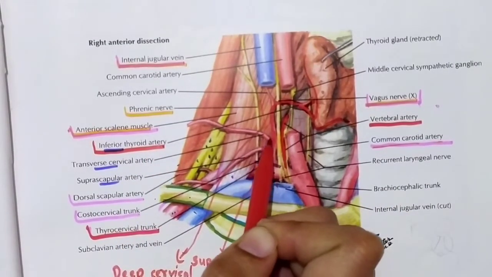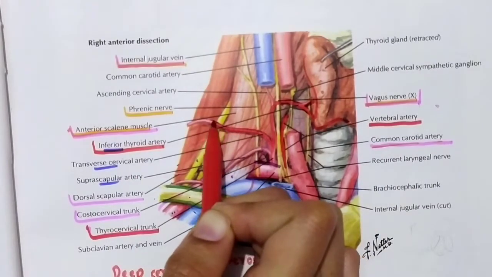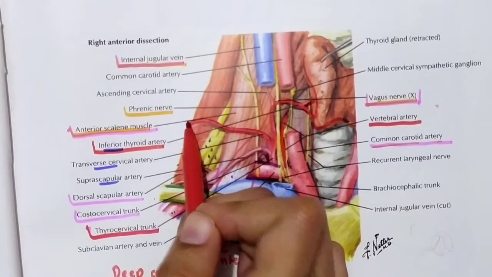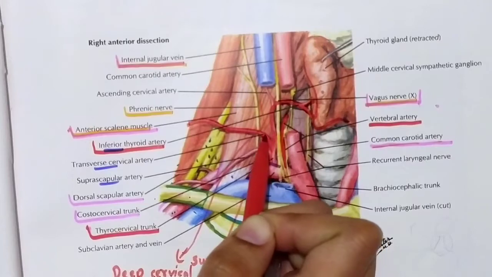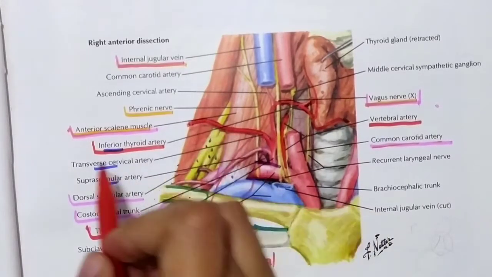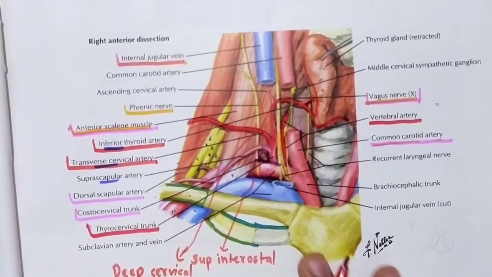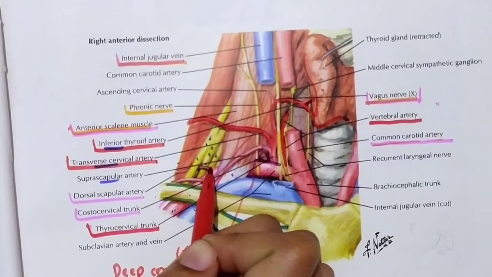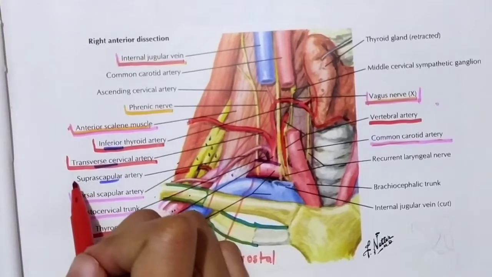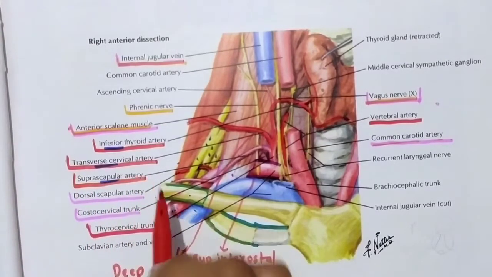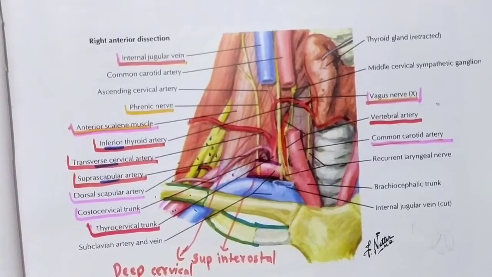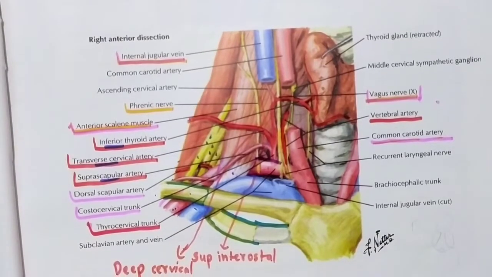Then this artery passes transversely through the cervical region. Cervical means the region of the neck. So this is named the transverse cervical artery. Then there is the suprascapular, which goes towards the suprascapular region, that's why it is named suprascapular.